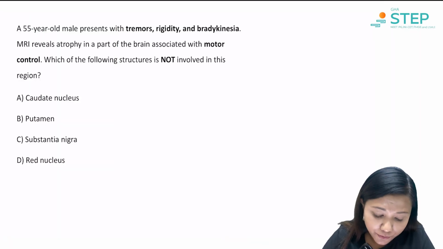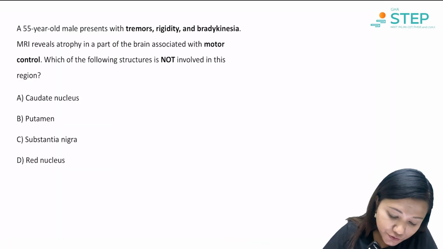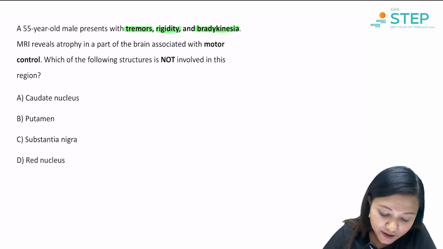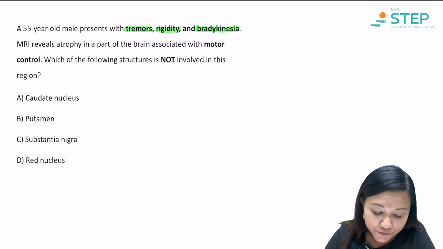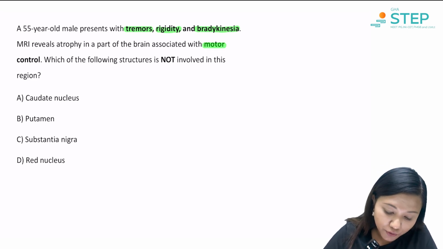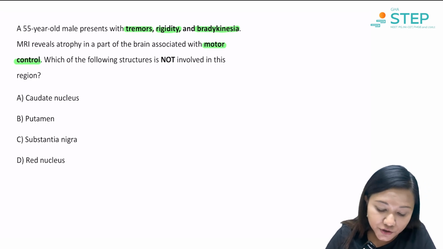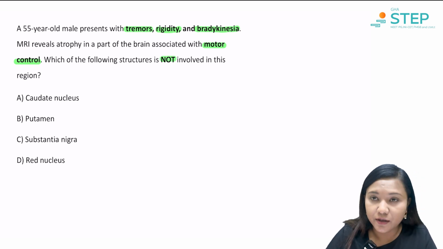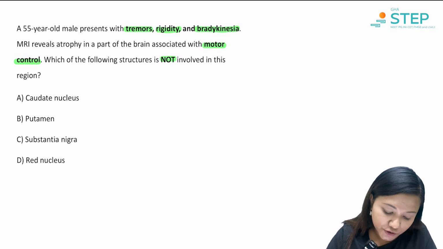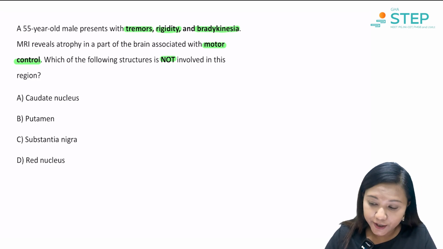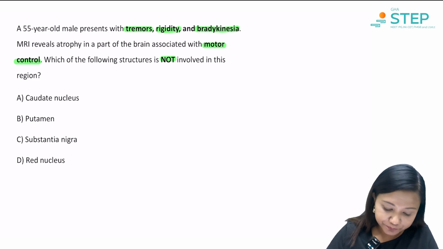A 55-year-old male presents with tremor, rigidity, and bradykinesia. MRI reveals atrophy in the part of the brain associated with motor control. Which of the following structures is not involved in the region? They have given the options: caudate nucleus, putamen, substantia nigra, and the red nucleus.